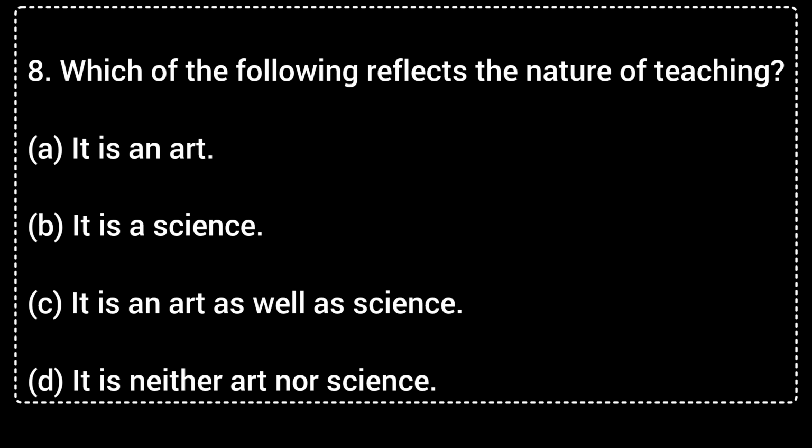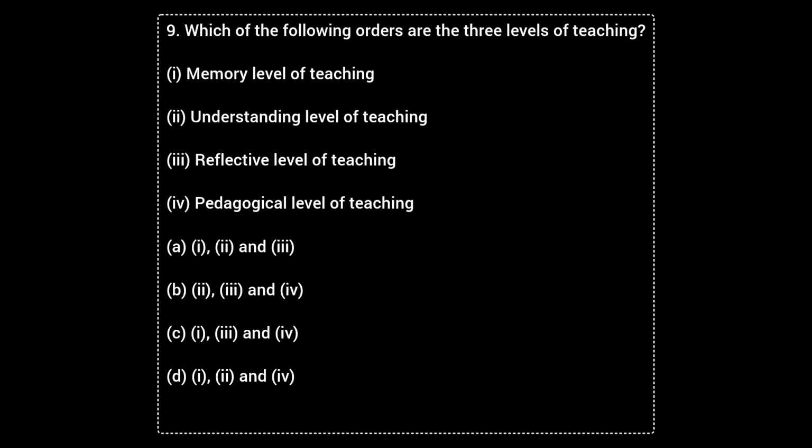Next question is, which of the following orders are the 3 levels of teaching? 1, memory level of teaching, 2, understanding level of teaching, 3, reflective level of teaching, 4, pedagogical level of teaching. And the options here are option number A, 1, 2, and 3. Option number B, only 2, 3, and 4. Option number C, 1, 3, and 4. Option number D, 1, 2, and 4.